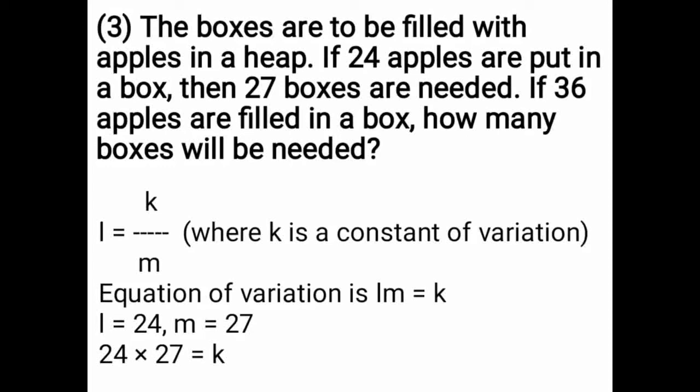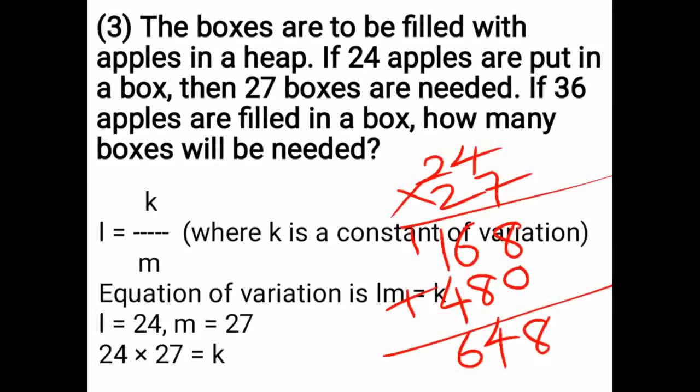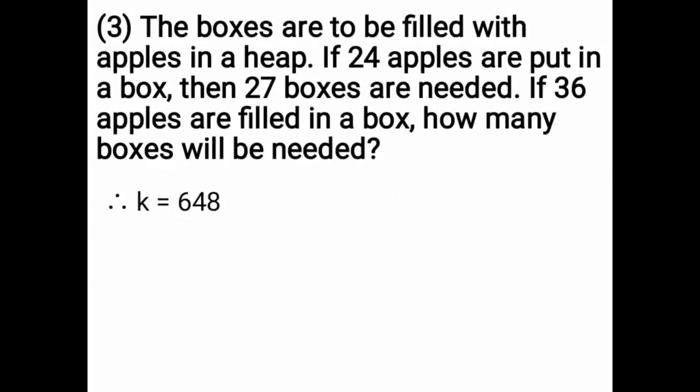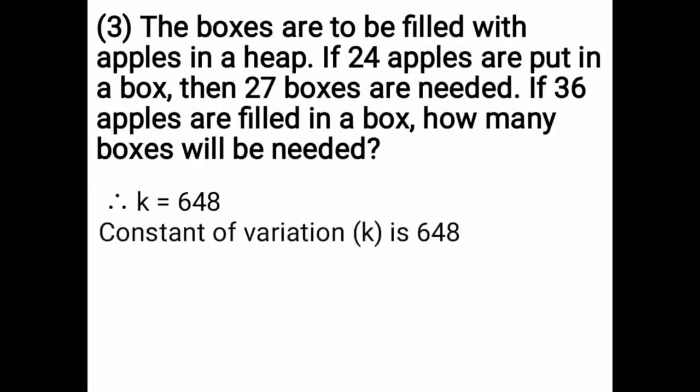24 into 27 is equal to k. I told you, when you are finding the constant of variation, cross multiply. So you have to multiply. The equation of variation, how you wrote here, you have to take in multiplication form. I have multiplied 24 into 27. The answer is 648. Therefore k is equal to 648. Constant of variation k is 648.